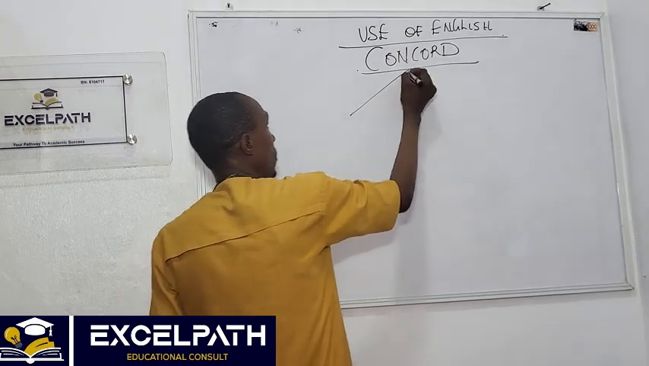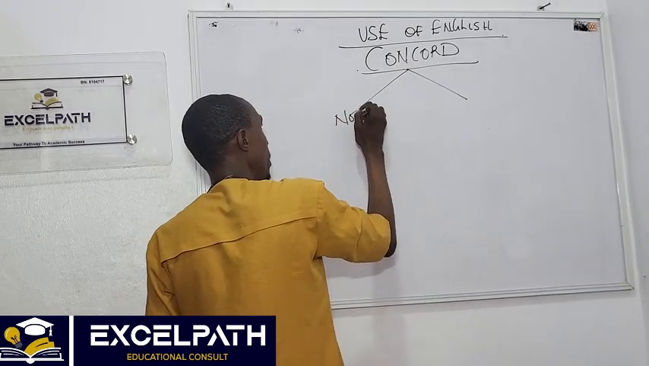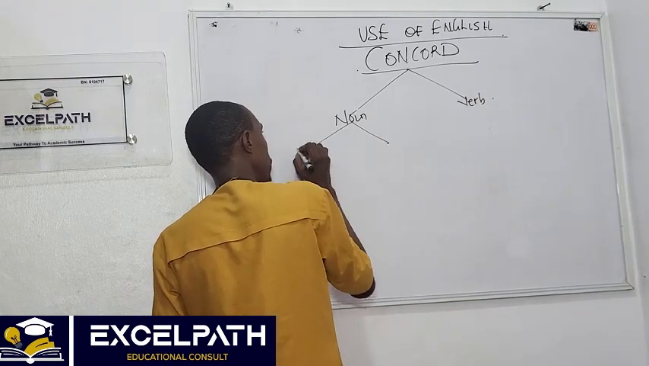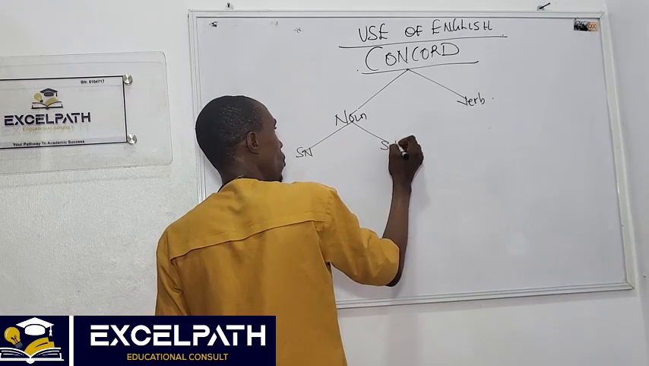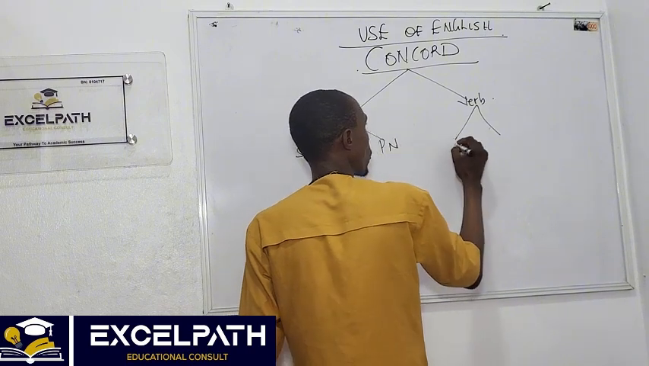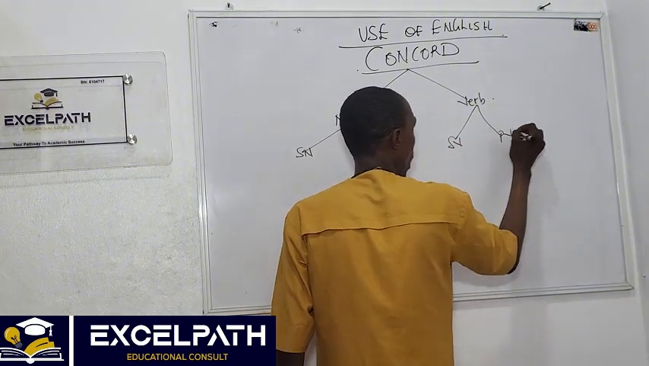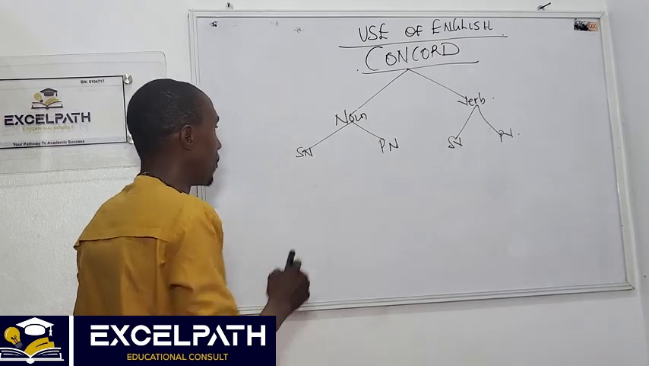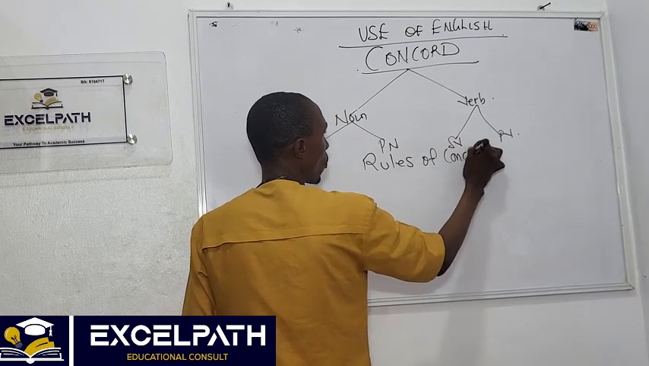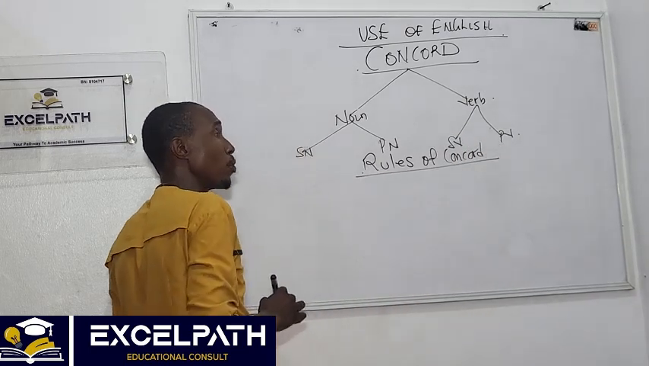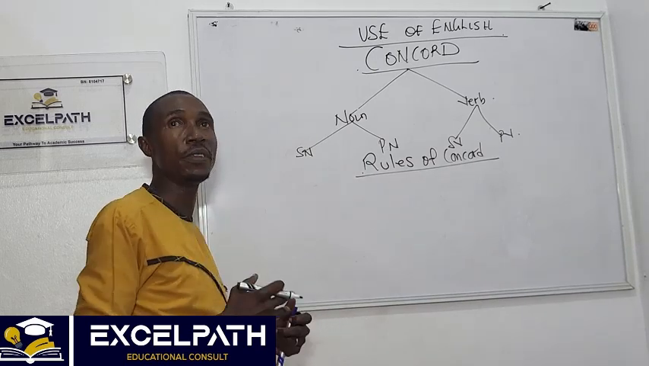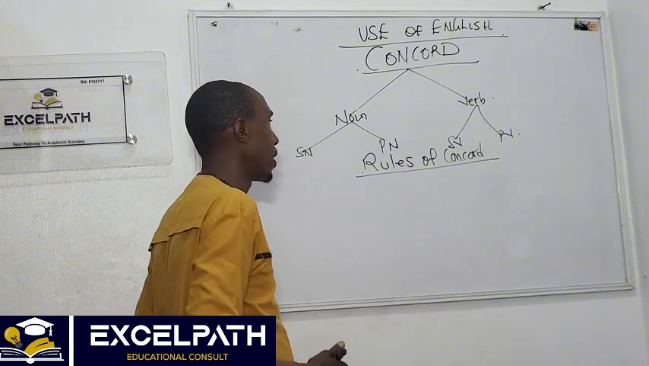I told you in the last class that we have the noun and we have the verb. Your noun is classified into singular noun and plural noun. Then your verb also is classified into singular verb and plural verb. Now, today we shall be looking at rules of concord. There are so many rules under concord. We are going to look at some of them, and from there we will have an idea in solving other questions.